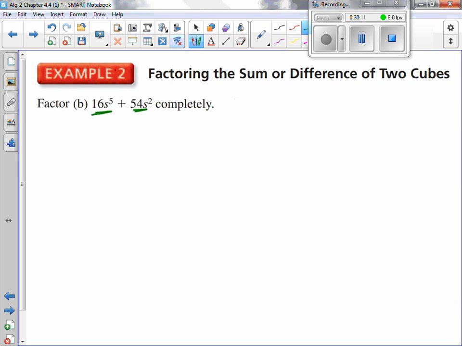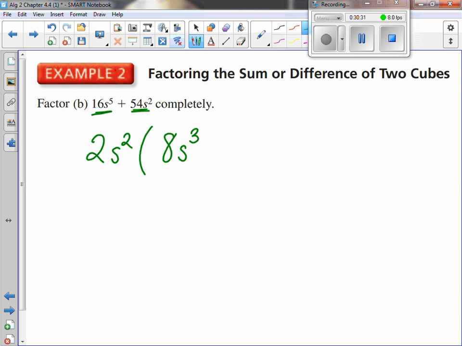Wait a minute. Is there a greatest common factor between 16s to the 5th and 54s squared? There is. It is 2s squared. Well, 2s squared factored out of 16, well, 2 out of 16 would give me 8s to the 3rd. 54 divided by 2 would be 27, and the s's would simplify out completely. So here there was a greatest common factor of 2s. That's why I couldn't originally take the cubed root. But let's try again and see.